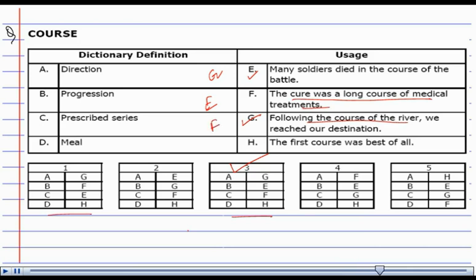In D, the person is trying to talk about a meal, and option H, the first course was the best of all. Here, the first course defines the meal. So, D is matched with H. And our correct answer is option number 3.